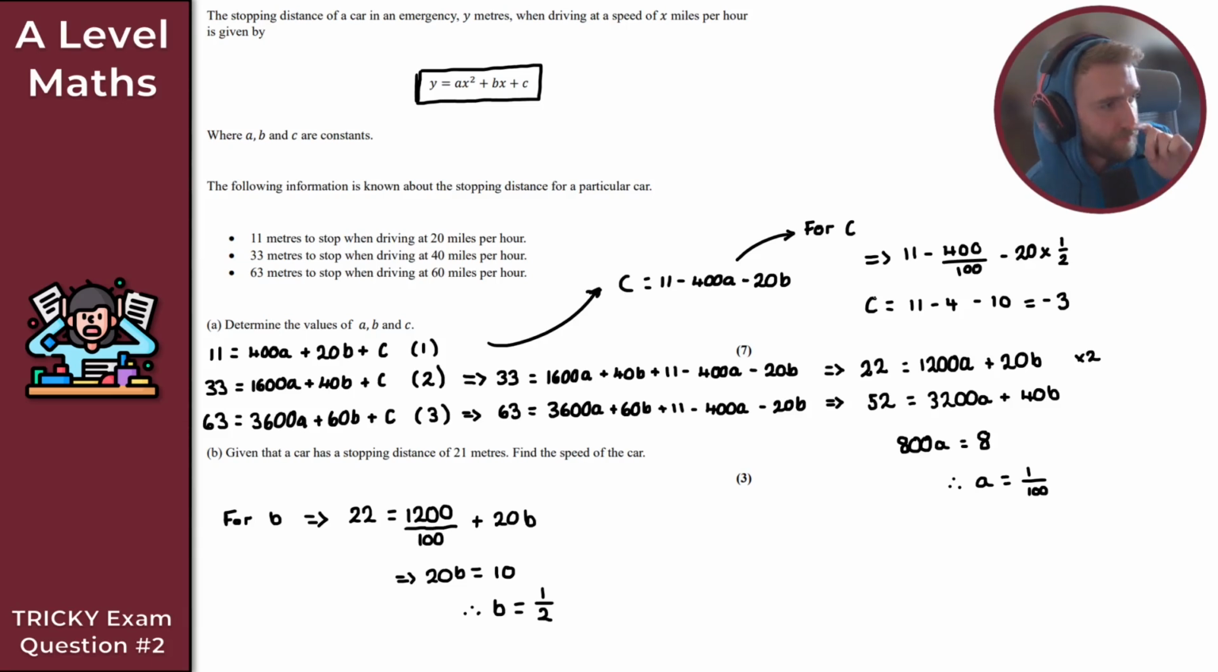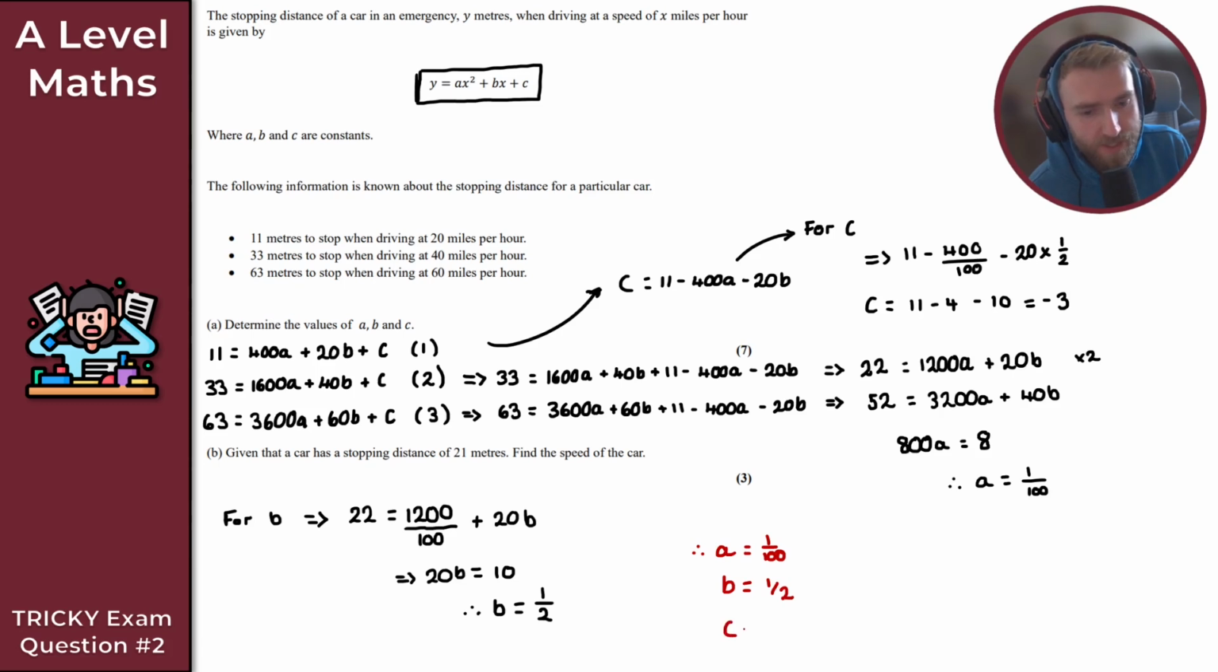Okay. So for the first part of this question, I appreciate that this has taken quite a bit of time. Like I said, these are tricky A-level maths exam questions. So let's just state here underneath the values of a, b, and c. So a is equal to 1 over 100. b is equal to a half here.